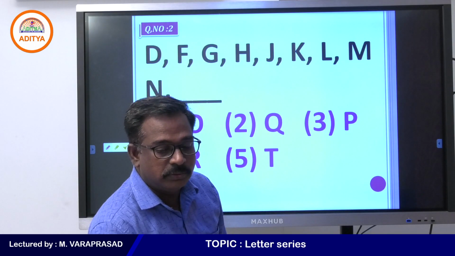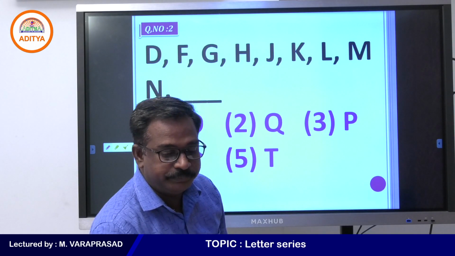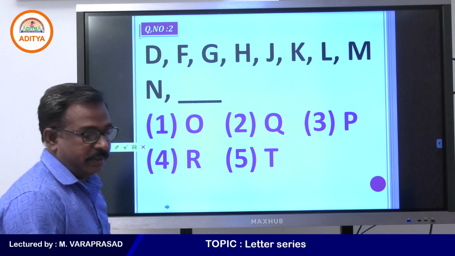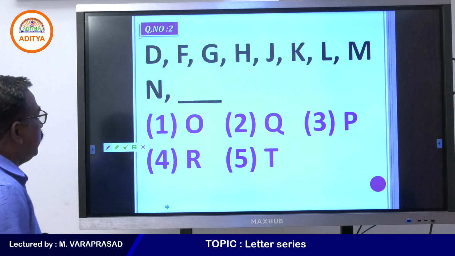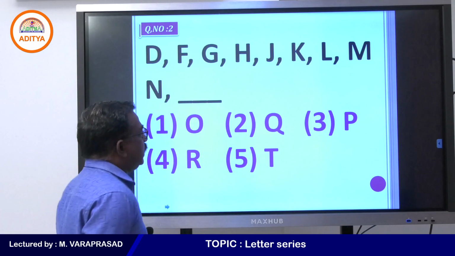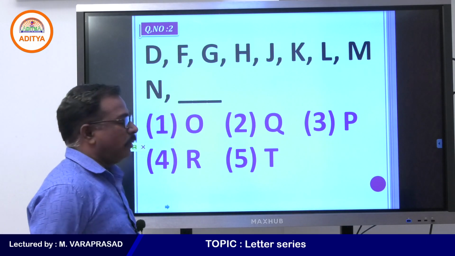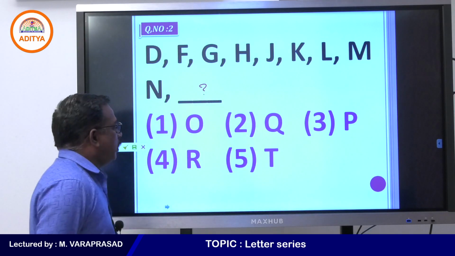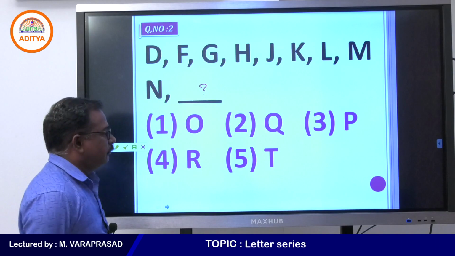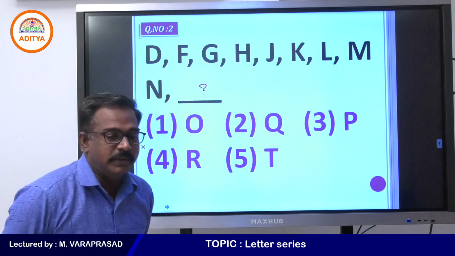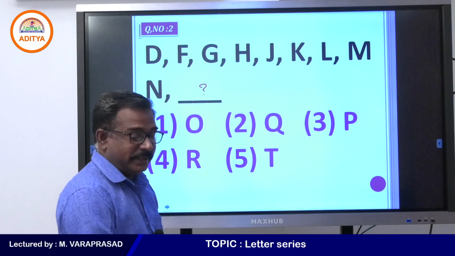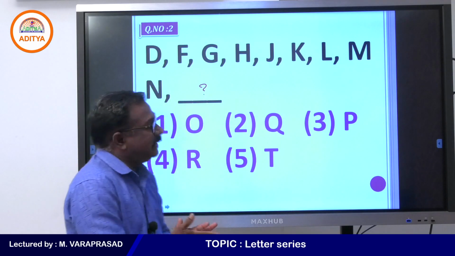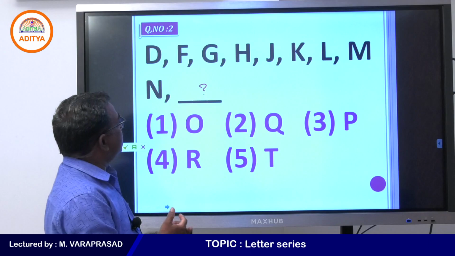Right. So, let me know the answer for this question. What is given there? You see D, F, G, H, J, K, L, M, N and what in the place of question mark you will get here. Options are there here. 5 options are there. What answer you will get here? What series is given, what pattern is given and what logic is given here? Just find out what is the answer here.